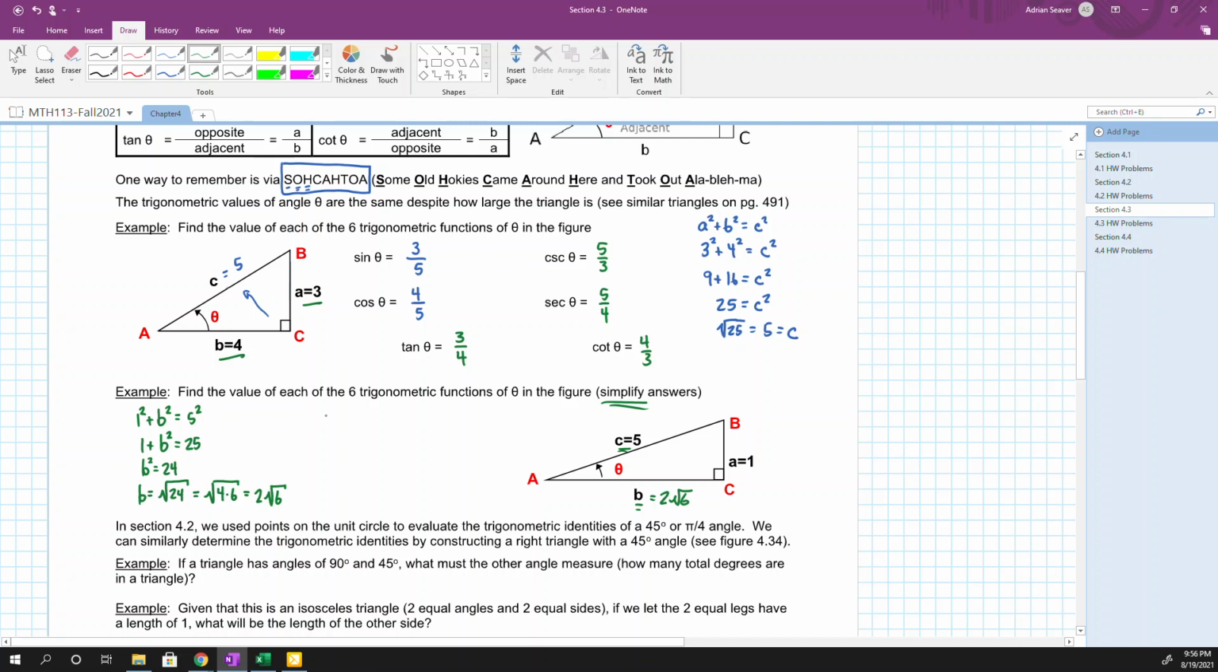So now that I've got my side lengths, it's easy enough to come in here and say, all right, the sine of theta is going to be equal to the opposite over hypotenuse. So the opposite is 1, hypotenuse is 5, so we're going to have 1/5. The cosine of theta is going to be the adjacent side, 2 times the square root of 6, divided by 5. So that's good. And then the tangent, we'll have to think about this one a little bit. We've got tangent of theta equals the opposite side over the adjacent side. So we're going to have 1 over 2 times the square root of 6.